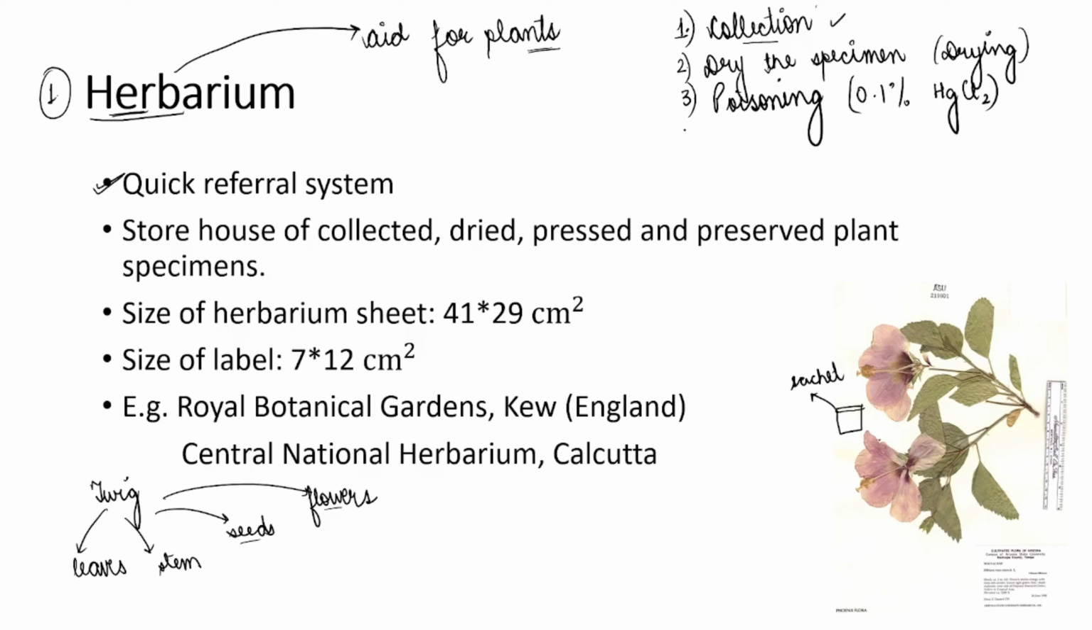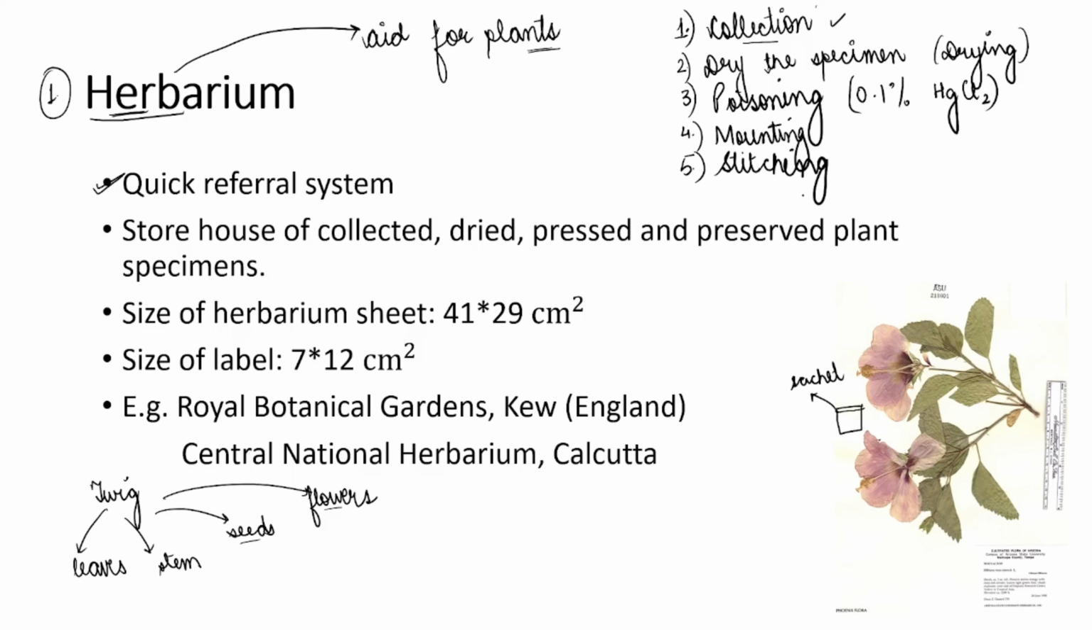The next step is mounting. This means that you keep the specimen on the herbarium sheet. Then the next step is to stitch the specimen with the herbarium sheet. Now it is not done with the glue because it will infect or poison the plant.